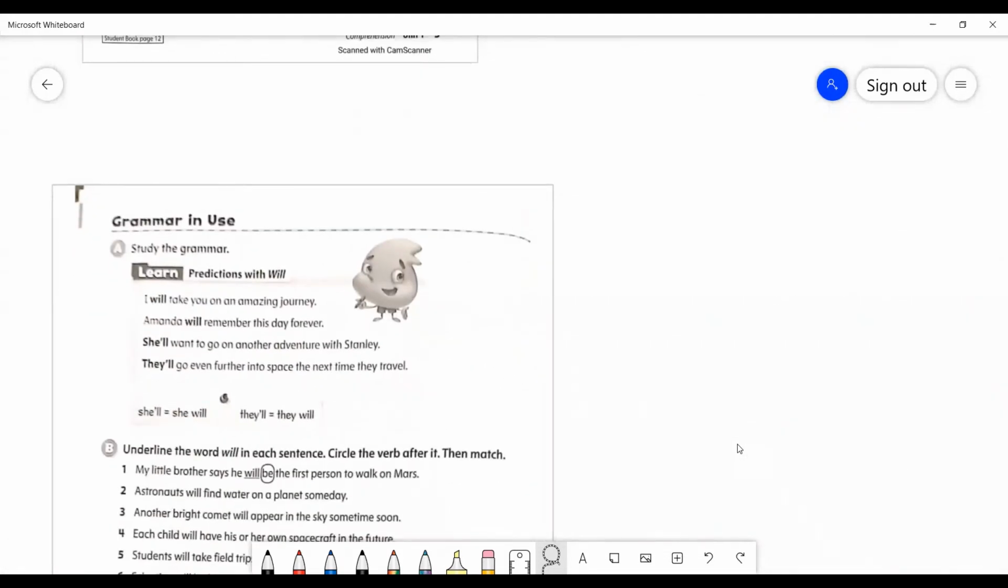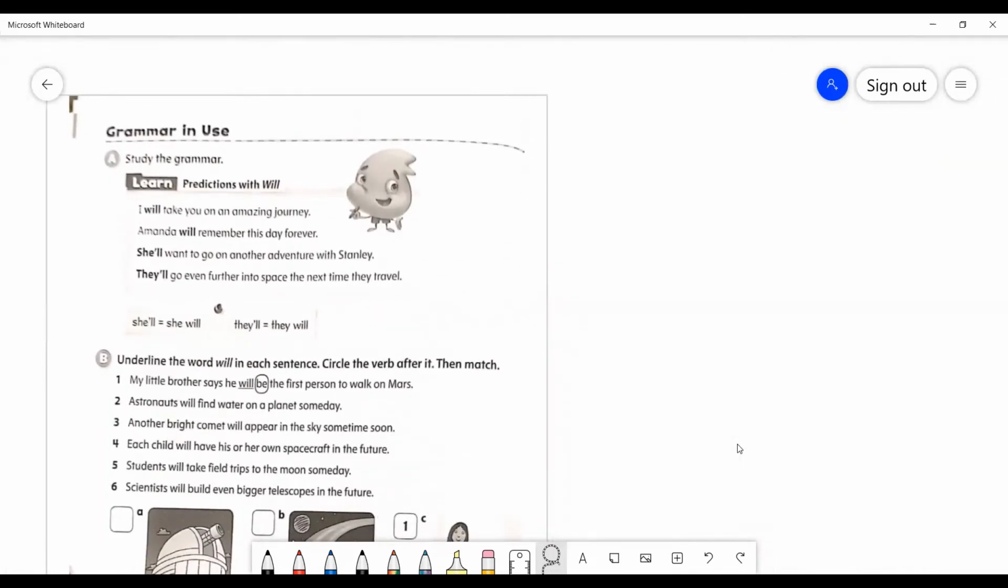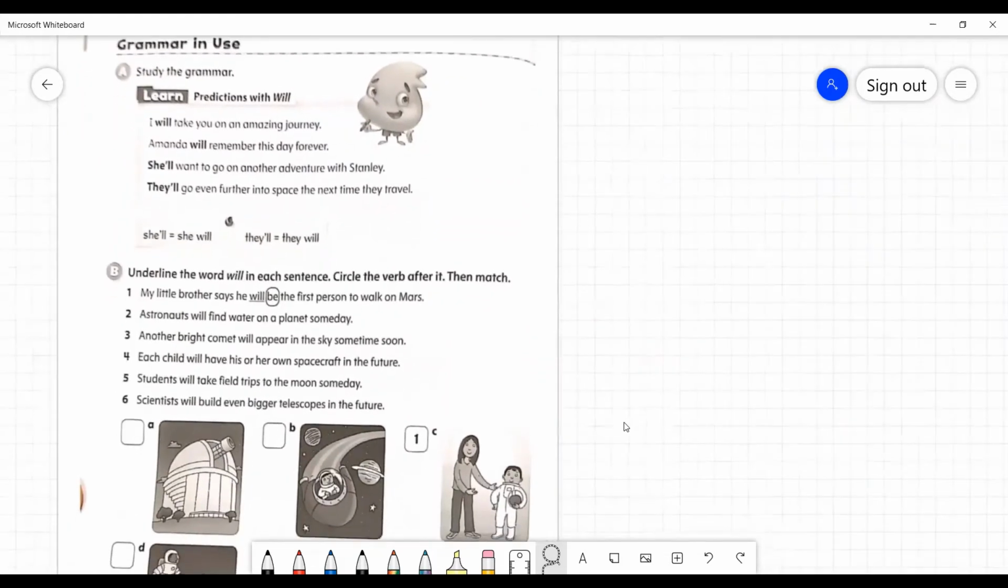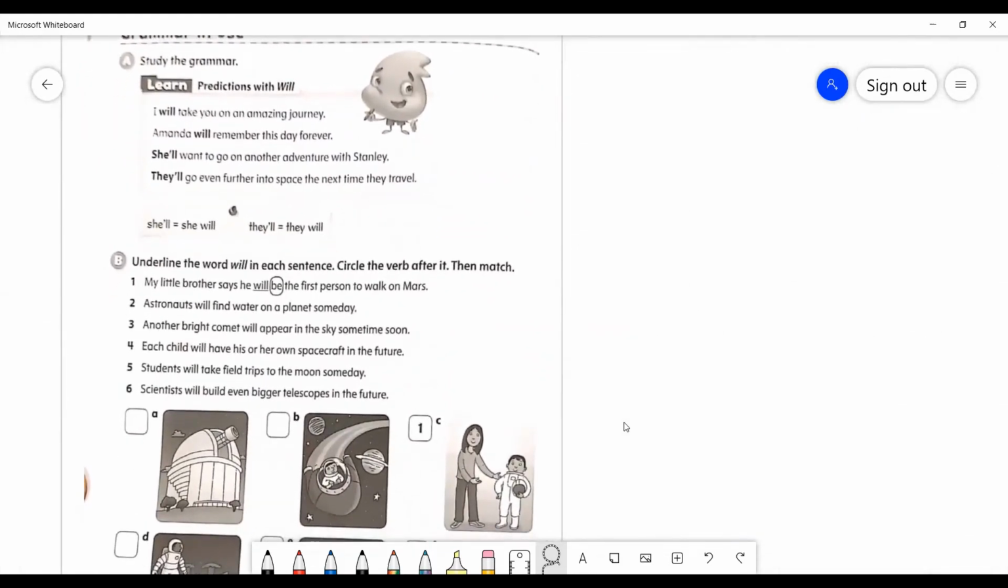Now grammar in use, study the grammar. So learn predictions with will. I will take you on an amazing journey. Amanda will remember this day forever. She'll want to go on another adventure with Stanley. They'll go even further into space the next time they travel. So she'll, we can read it she will, and they'll, we can read it they will.